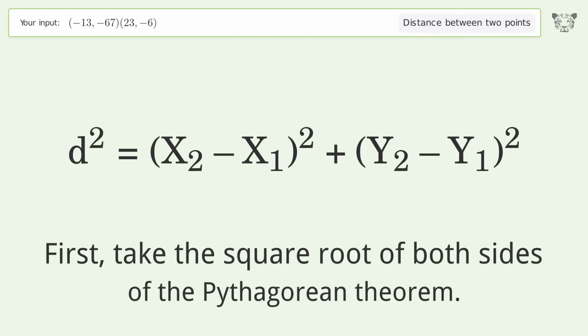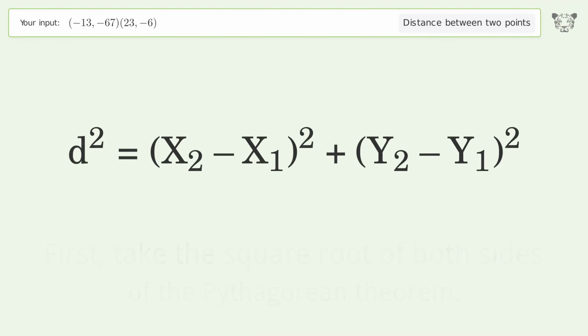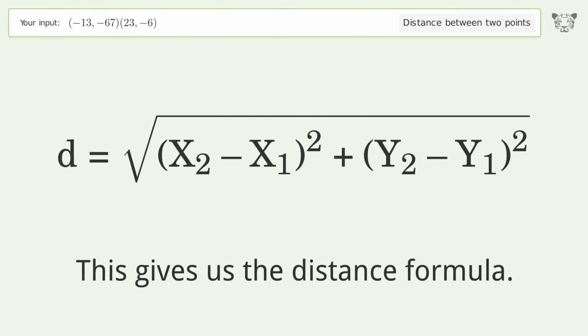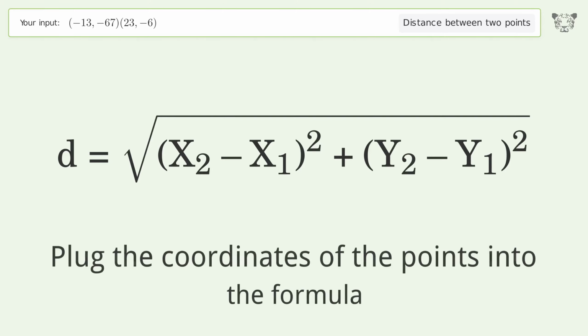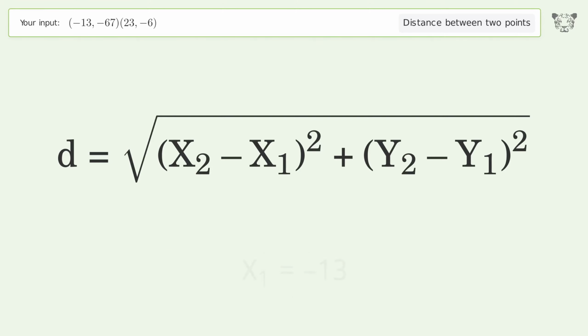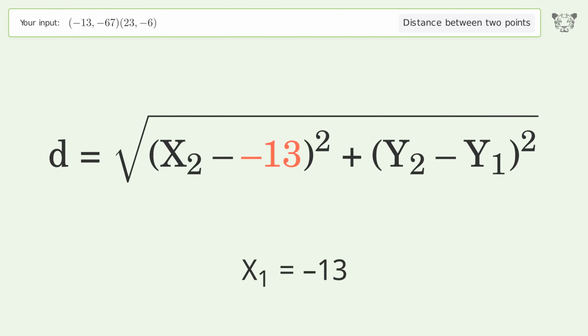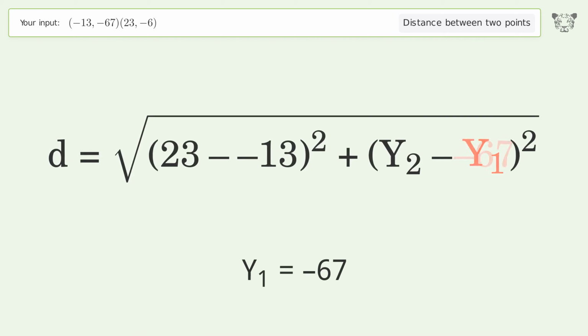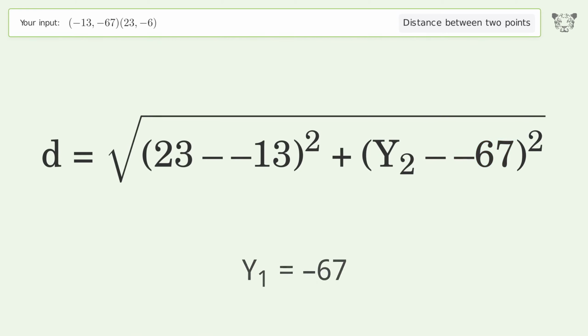First, take the square root of both sides of the Pythagorean theorem. This gives us the distance formula. Plug the coordinates of the points into the formula. x1 equals -13. x2 equals 23. y1 equals -67. y2 equals -6.